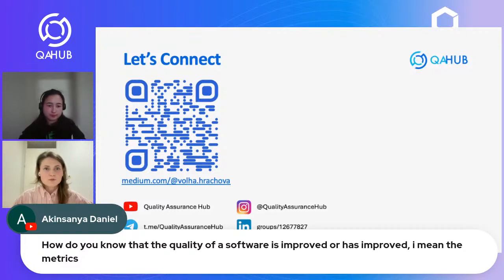How can you obviously see that the quality of software has improved? Answering the question more specifically, I would highly recommend using first the metrics which I mentioned at the beginning. I think they're able to provide very valuable input.